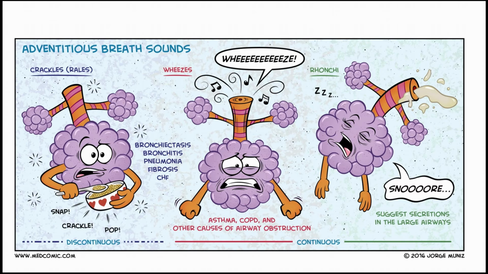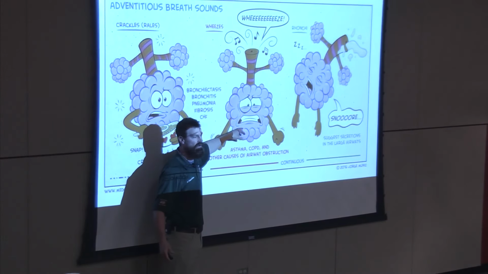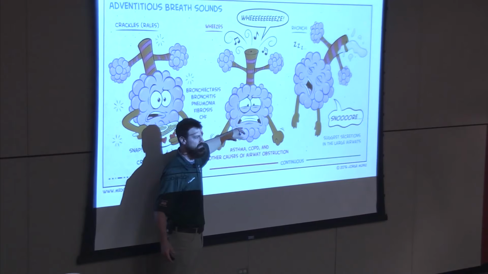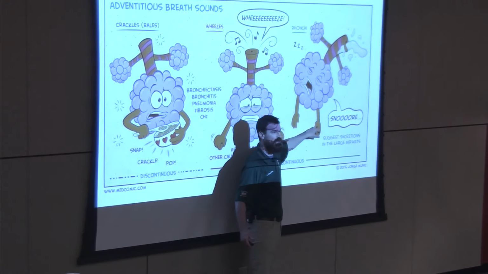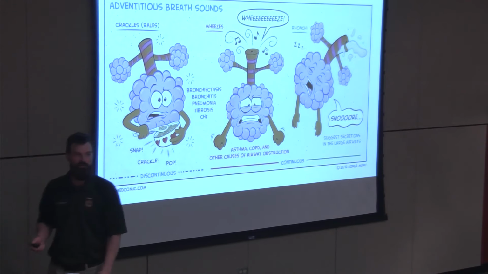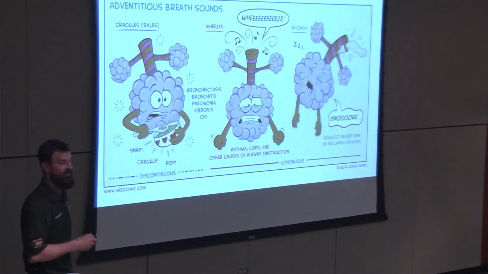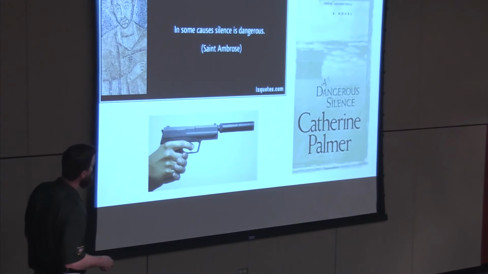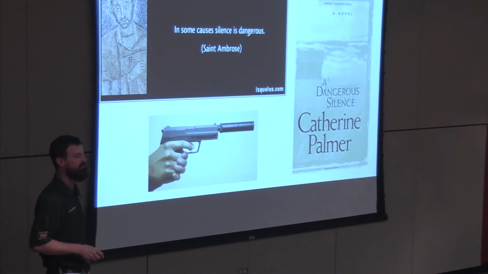So alveoli is rales, generally inspiratory. Wheezing is small and medium-sized airways, and it's usually expiratory. And then rhonchi is large airway secretions, can be inspiratory or expiratory, okay? So listen to the lungs, okay? Sorry, Mom. Okay, what about when you don't hear anything, okay?